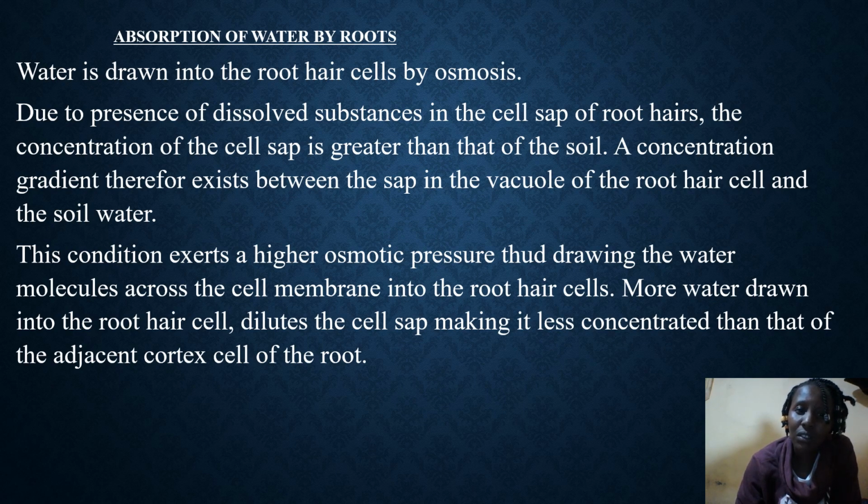Water is drawn into the root hairs by osmosis. Due to the presence of dissolved substances in the cell sap of root hairs, the concentration of the cell sap is greater than that of the soil. A concentration gradient therefore exists between the sap in the vacuole of the root hair cells and the soil water. This condition exerts a high osmotic pressure, thus drawing the water molecules across the cell membranes into the root hair cells.